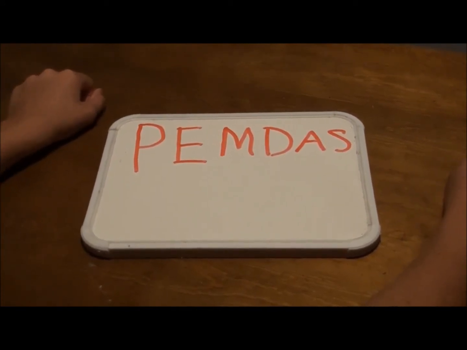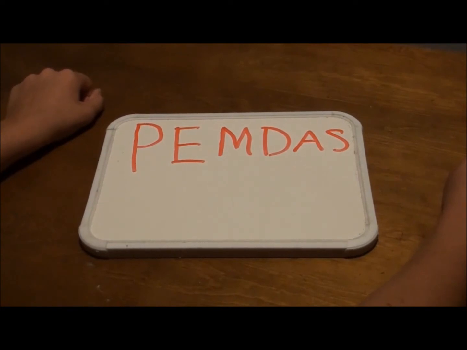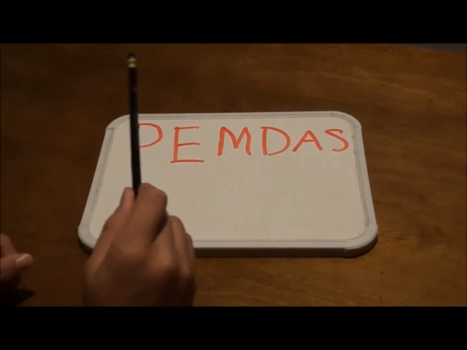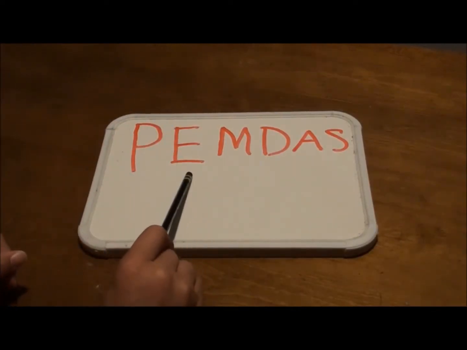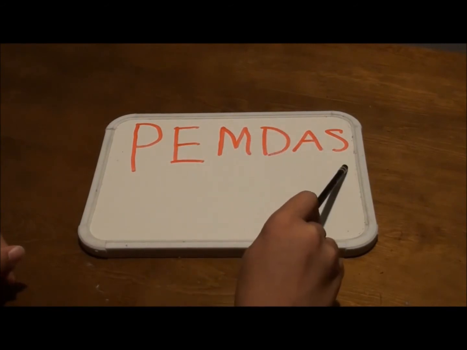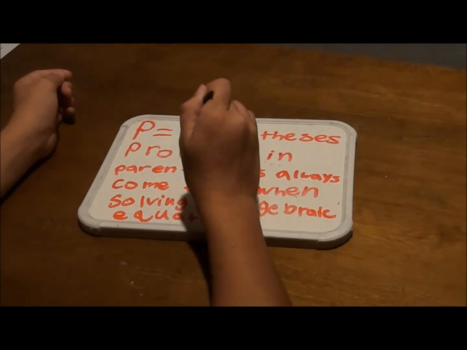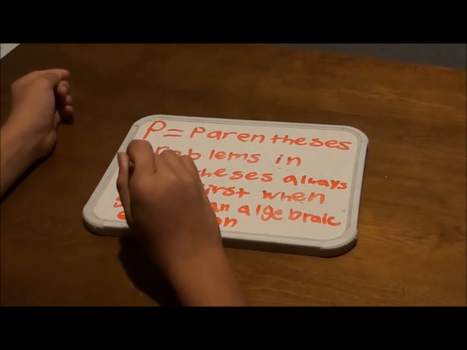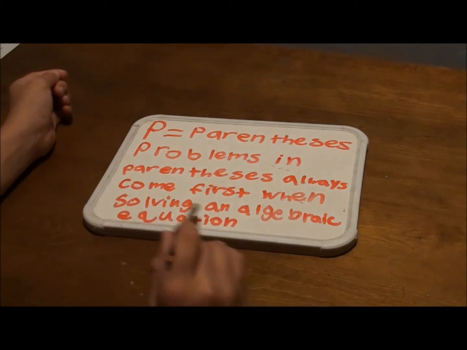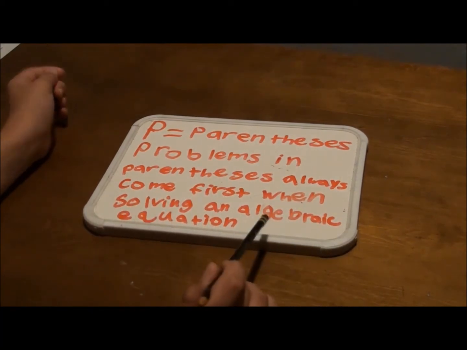So, PEMDAS is just a simple acronym that helps you to remember the order of operations, which, of course, is parentheses, exponents, multiply and divide, and addition and subtraction. So P equals parentheses. Now, problems in parentheses always come first when solving an algebraic equation.